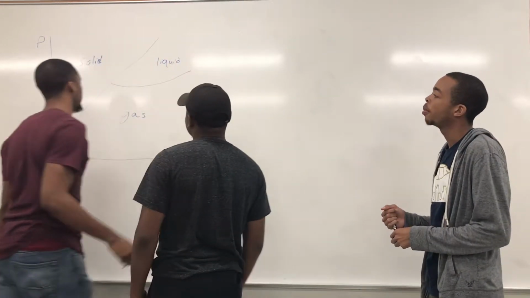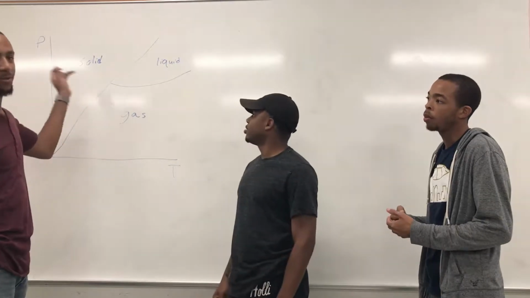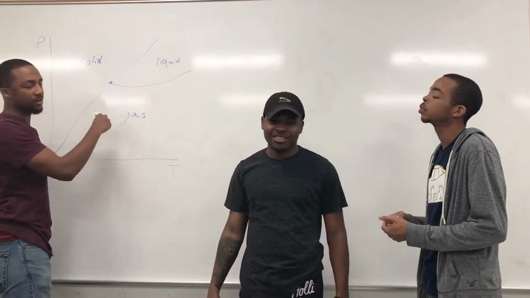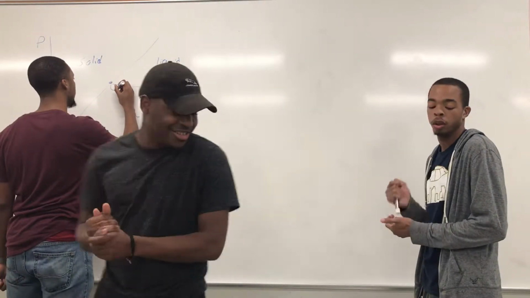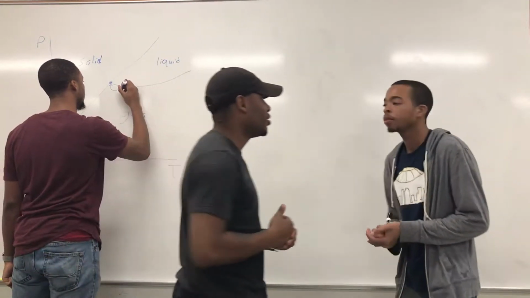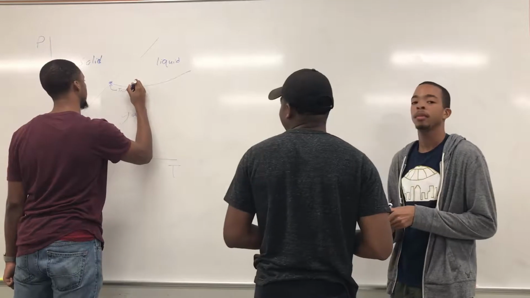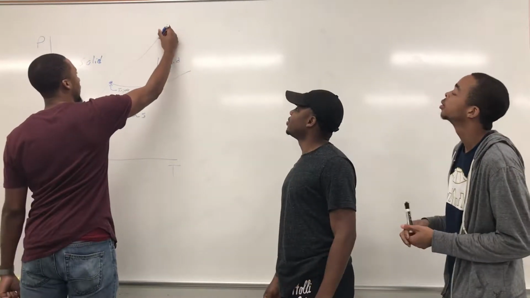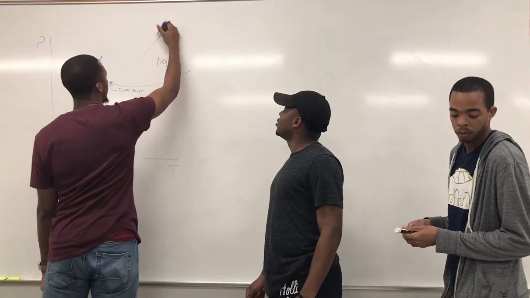And in these, it has different points, such as in the center right here. This is your triple point. And you have another point, which is about right here. This is your critical point.